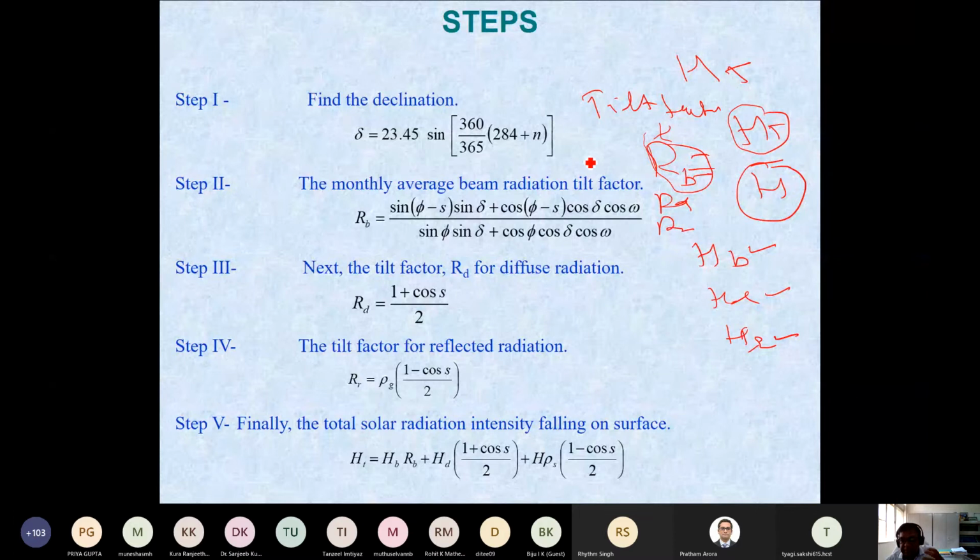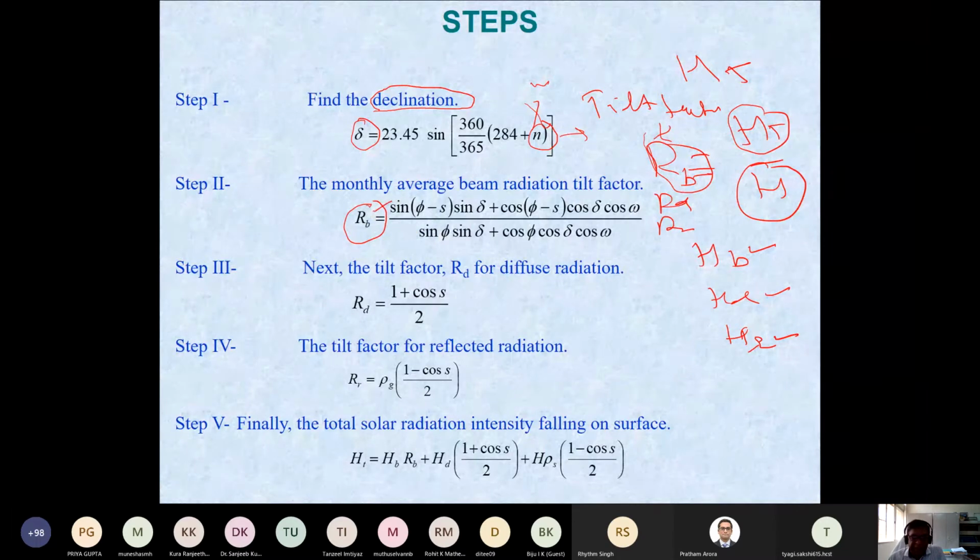The factor influencing this tilt factor is the day of the year, at which day you want to do the calculation. There is a term I'm not going to define here, that is declination, which is determined by knowing the day of the year. And then RB is a derived term, but there's no time to derive it here.